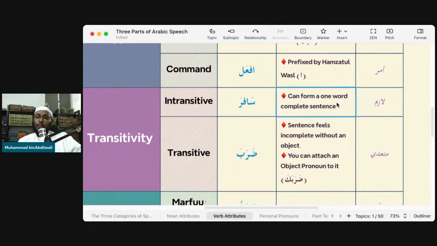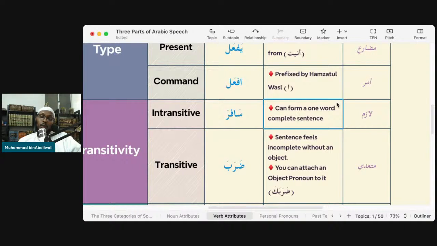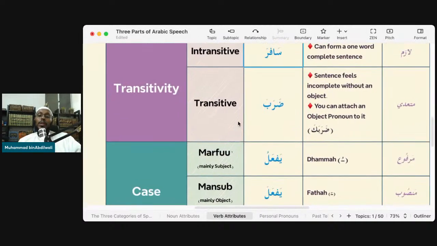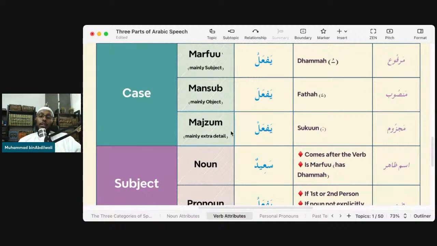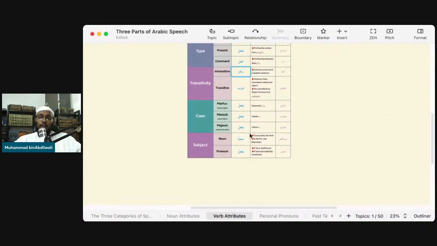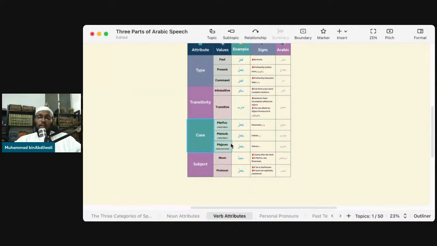However, one of the signs I put over here for the intransitive verb, or the verb which is lazim, is that it can form a one-word complete sentence. But you're going to say to me, Ustad, didn't you say you can create two or three words? Yeah, what I mean by that is one word, as in the word that you see, like this, safara, okay? Which is something that's going to bring us to the third point over here. If you want, we'll cover that next. I do believe it's actually fairly important. Let's do this. Okay, all the colors are messed up now. All right, I'll just keep it for now like this. I'll fix it later.